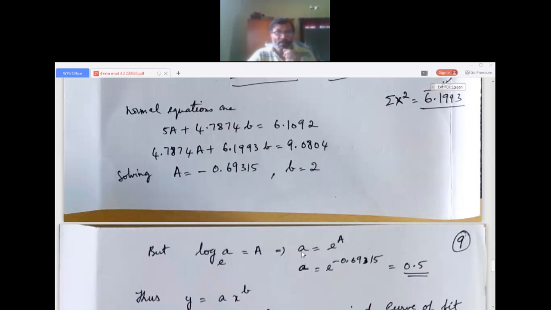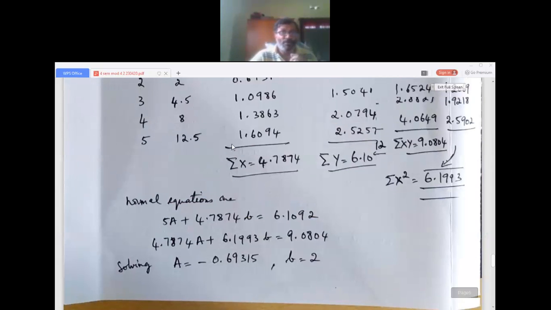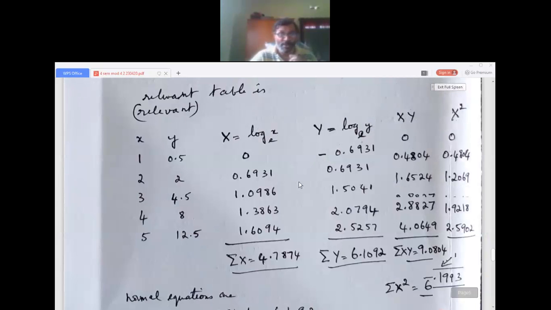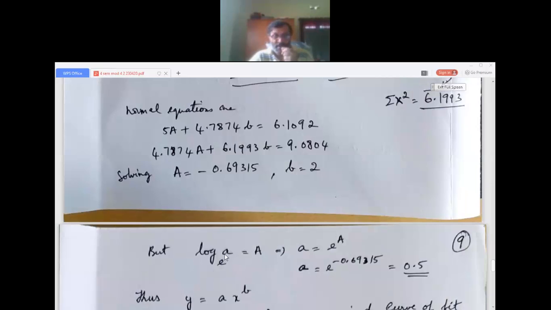So now from this capital A, you have to find small letter a. You know the definition of what we took capital A as. A is taken as log a base e. So log a base e is a by definition of logarithms. So a equals e power capital A. Put the A value minus 0.69315. Use calculator, you will get the value as 0.5. Now you know b value as 2.